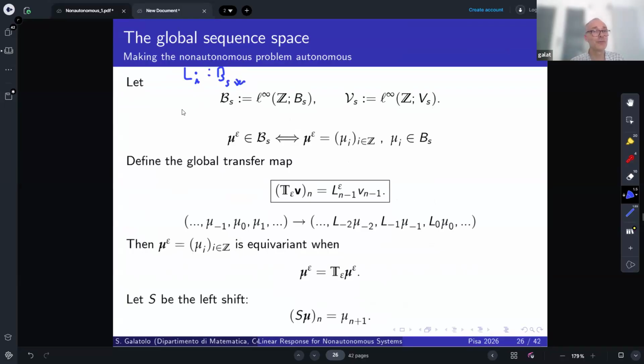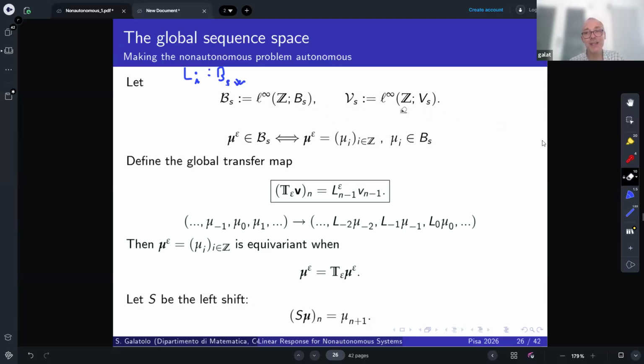Now let's define a new Banach space, which is a space of sequences with values in the strong space. A new zero average space, which is the space of sequences of measures, where all the measures are in the strong space, so they are all regular, but they are all zero average. Now we will work with these spaces. Of course, this is also a Banach space. So this is a new Banach space where we try to do things.